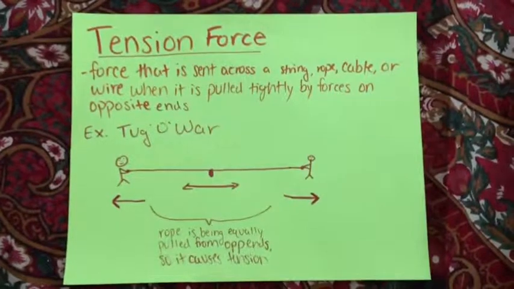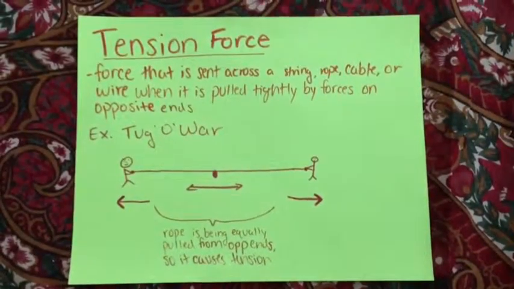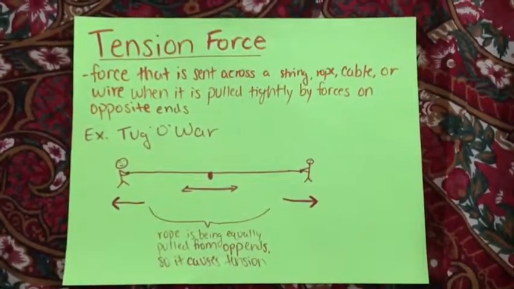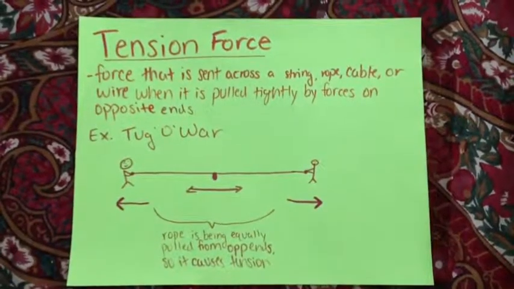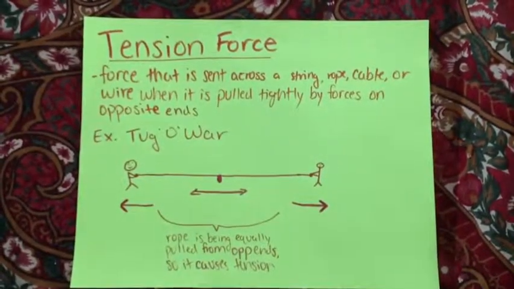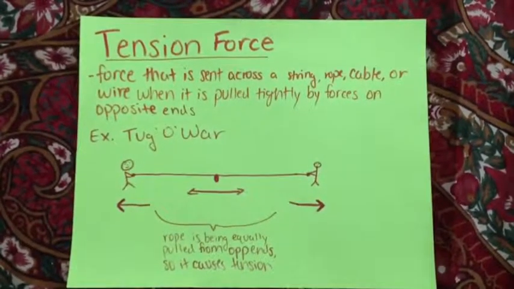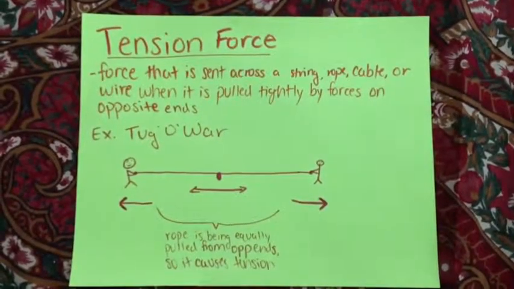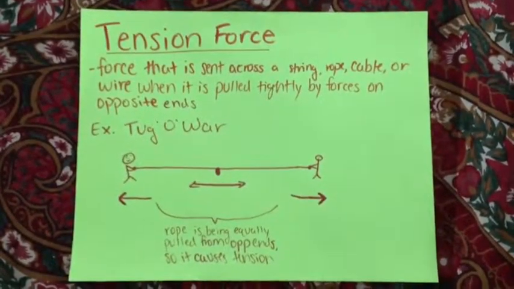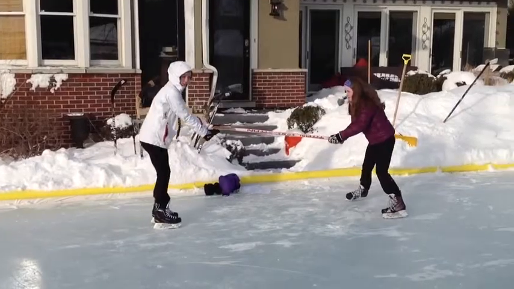Tension force is a force that is sent across a string, rope, cable, or wire when it is pulled tightly by forces on opposite ends. An example of tension is a tug of war when two people are pulling on the rope from opposite ends.